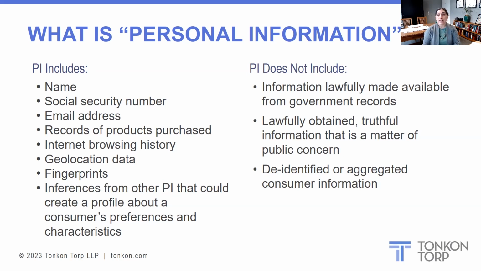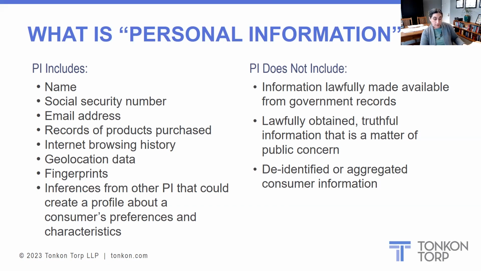Personal information does not include, under the California law, information that is publicly available, so things that are in government records, for example. And it also does not include de-identified or aggregated consumer information. So if all of the personal information you have is de-identified or it's aggregated, then it doesn't fall under this definition.